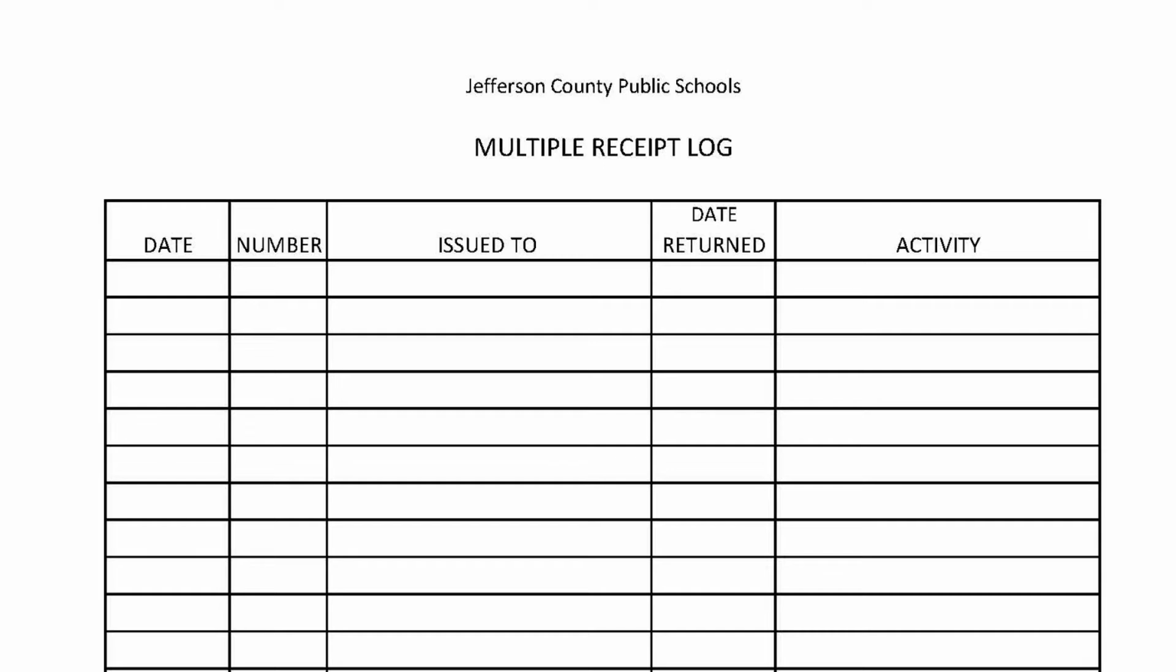At the beginning of the school year, the bookkeeper will start a new multiple receipt log. You may want to start the numbers with the current school year. For example, your log may start with 1819-001. However, you can also just begin with the number 1 as well.